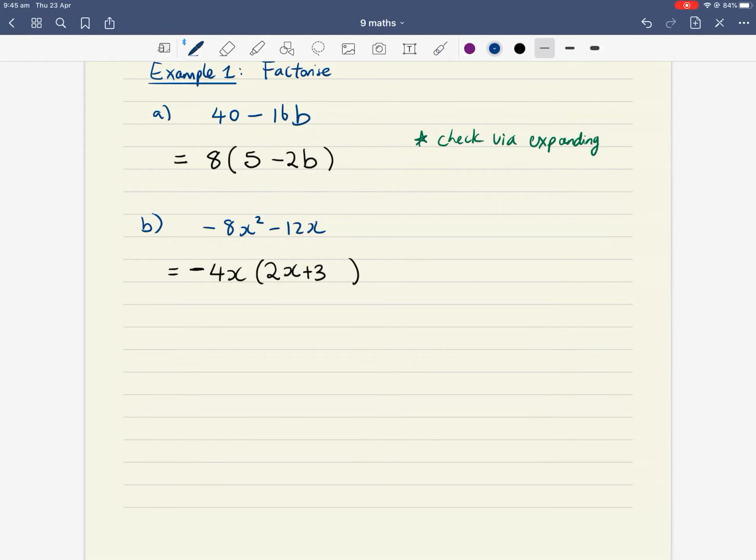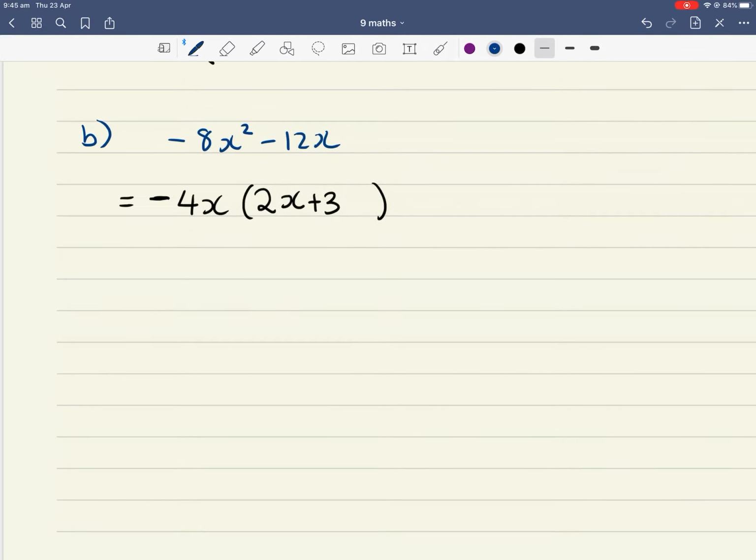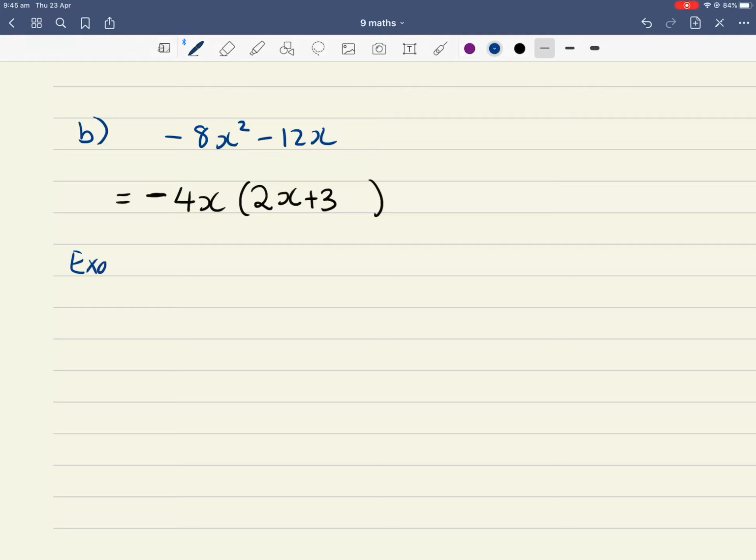Okay, so now let's have a look at a bit more challenging factorizing questions. So example 2. The verb is still to factorize, so to pull out any highest common factor. So part A says we have 3 brackets x plus y plus x lots of x plus y.